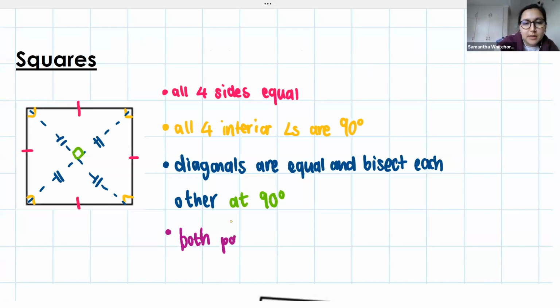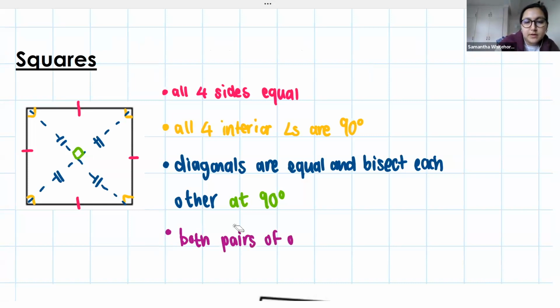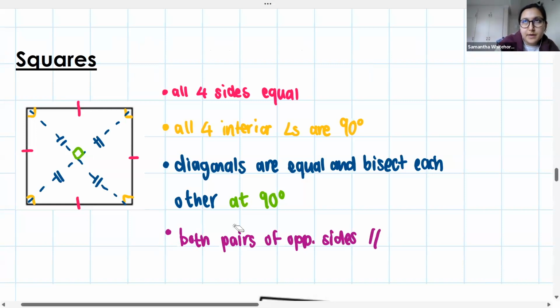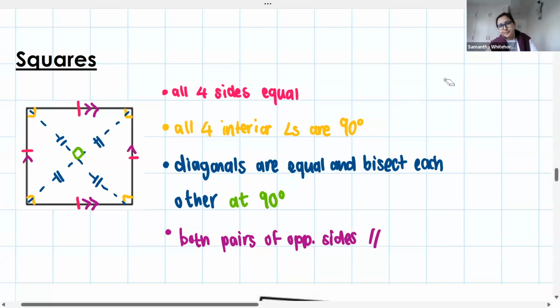I nearly forgot about that one. Okay, I'm going to start all of my words again. Both pairs of opposite sides parallel. And again, that makes a square a special type of parallelogram. All right, very nice.